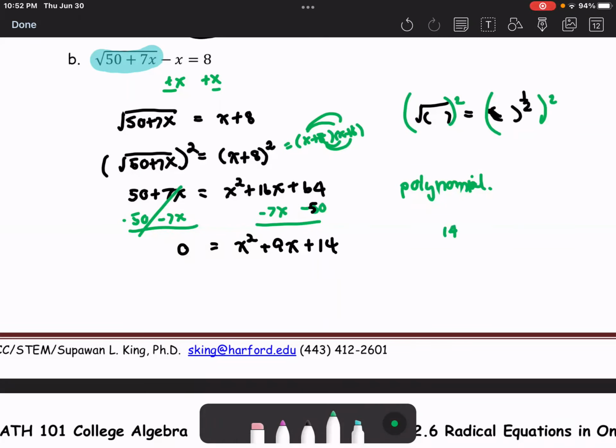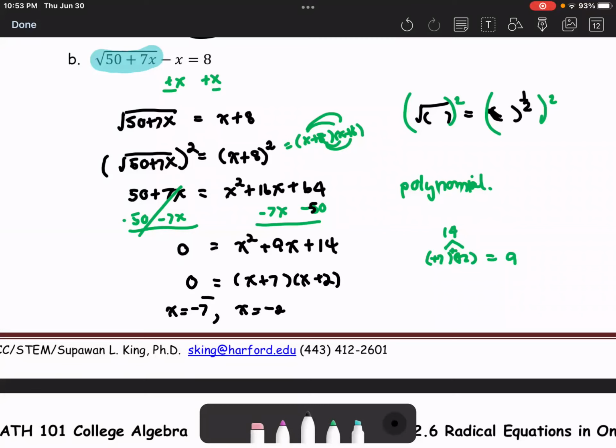For the number 14, we need the product of 2 numbers whose sum equals 9. The 2 numbers, the product is positive and the sum is positive. That means both of them are positive. So we think about 7 and 2. So 7 plus 2 is 9. 7 times 2 is 14. So check. Therefore, the right-hand side is factored to be x plus 7 times x plus 2. And then we get x equals negative 7 as one solution, x equals negative 2 as another solution.